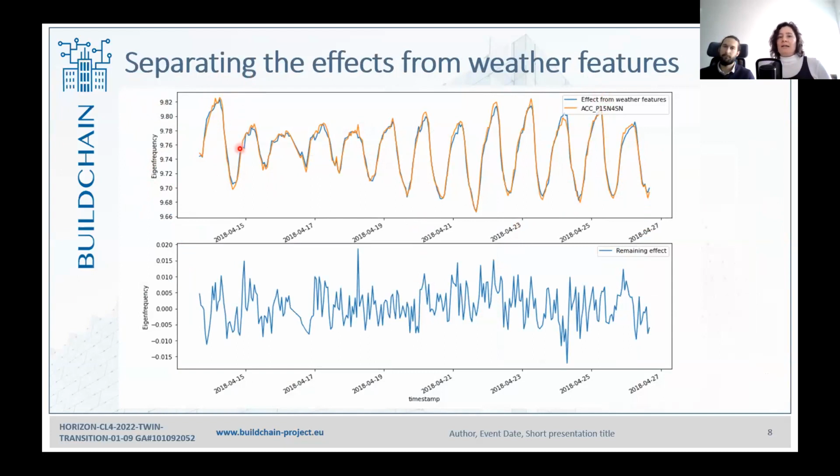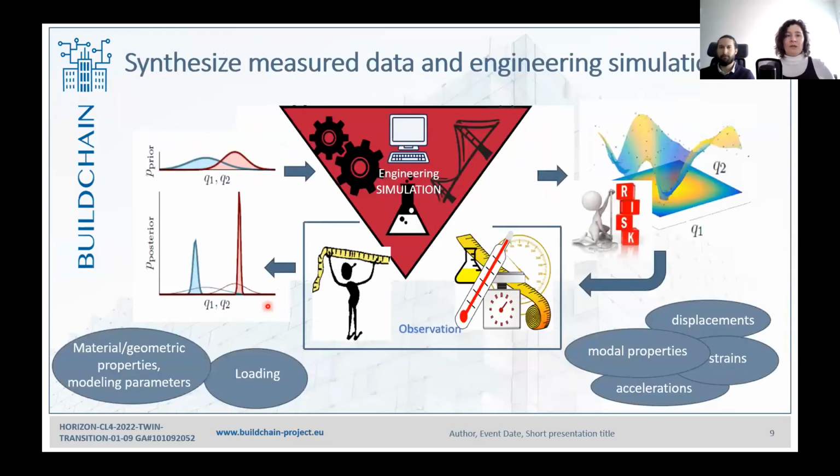And the blue line is the prediction of how the frequency will change. And you can see that we can pretty well predict the behavior of the structure. And this is only from the weather effects. And you can also subtract these weather effects and get the change in between the two. So just one slide. This was when I have a purely data-driven model.